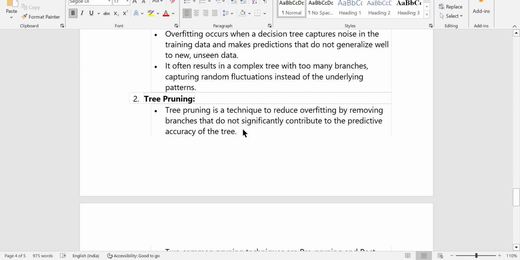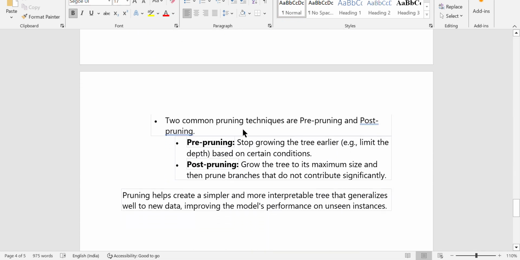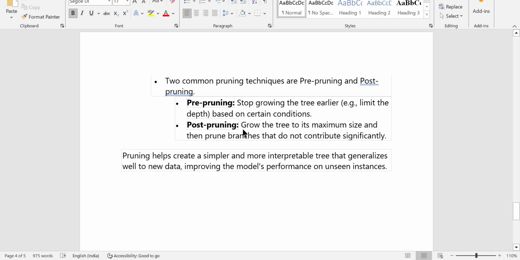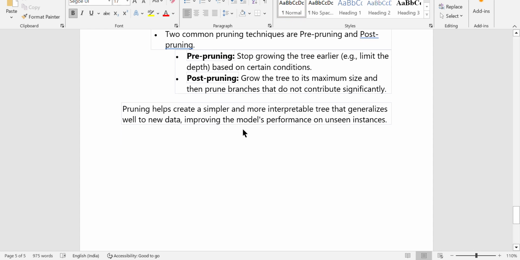Tree pruning. Tree pruning is a technique to reduce overfitting by removing branches that do not significantly contribute to the predictive accuracy of the tree. Two common pruning techniques are pre-pruning and post-pruning. Pre-pruning stops growing the tree early based on certain conditions. Post-pruning grows the tree to its maximum size and then prunes branches that do not contribute significantly. Pruning helps create a simpler and more interpretable tree that generalizes well to new data, improving the model's performance on unseen instances.